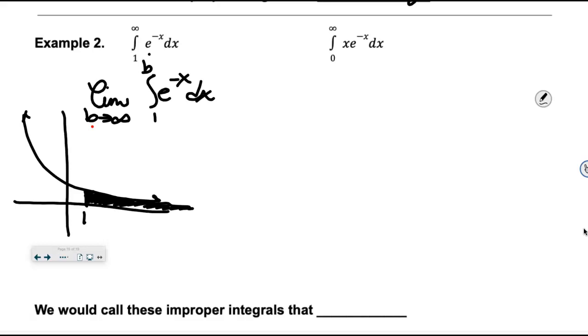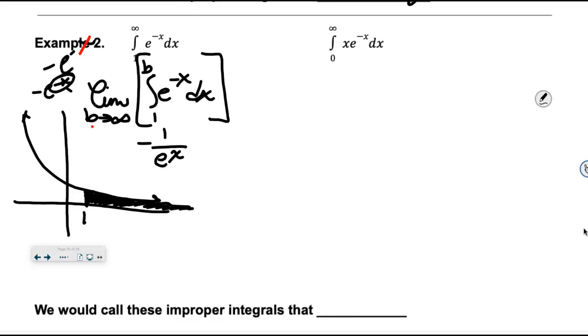So what's the antiderivative of e to the negative x? You need to know it. Negative e to the negative x, correct? But I said I want positive exponents. So yes, it's negative e to the negative x, but that's kind of hard to work with. I'm going to write it as negative 1 over e to the x. I would always do that. Either make it a two-stepper and write it with a negative x first, and put that underneath. All right? I am now out of the integral, going from 1 to b. I'm still taking the limit.